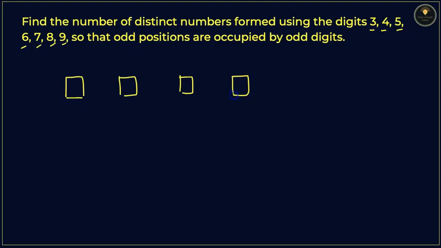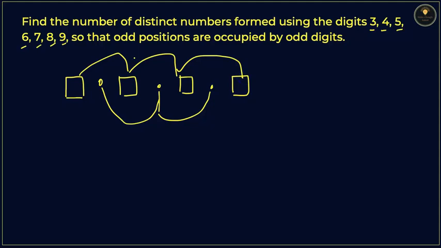place are occupied by odd digits, which means that the even places are this one, this one and this one. So there are a total of 3 even places that we have, and there are a total of 4 odd places that we have. So we will do the permutation separately for even digits and odd digits. So for taking the odd digits we will write it as 4 factorial, and for taking the even digits we will write it as 3 factorial.